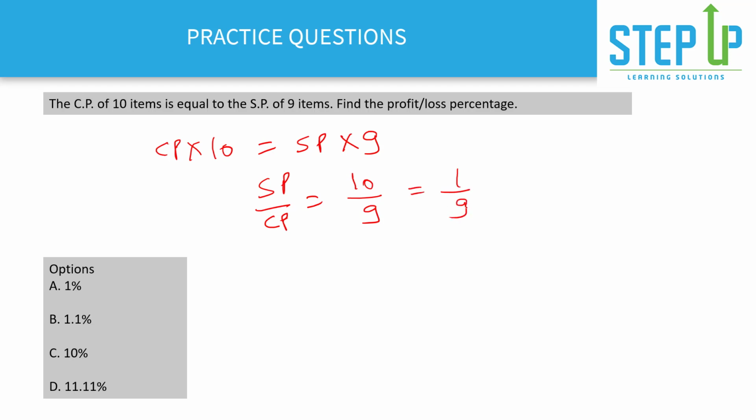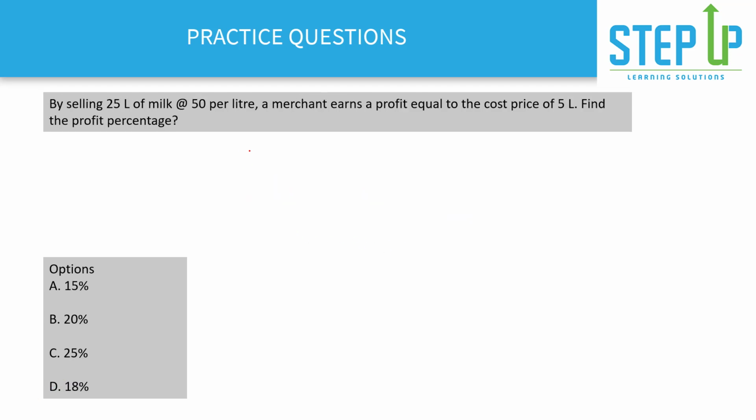Now 1 by 9, if you remember the class on fractions, ratio and proportion, 1 by 9 is nothing but 11.11%. So this is a 5-second question. That means all we had to do is put it in this format, and the moment we do that, we get our answer. Let's look at another question.